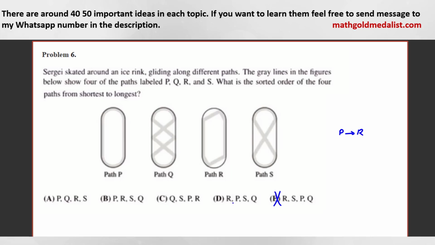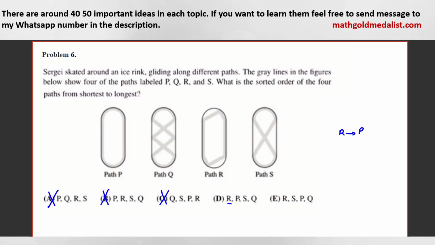Sorry, R is before P, I meant. I said this one is smaller than this one, so R is less than P. So we can reject P before R. We can reject C. And at the end, I will explain completely what the order is. So let's first reject choices. R is before P. We can reject this one, this one. So between D and E, we should select. In both of them, R is the smallest one.